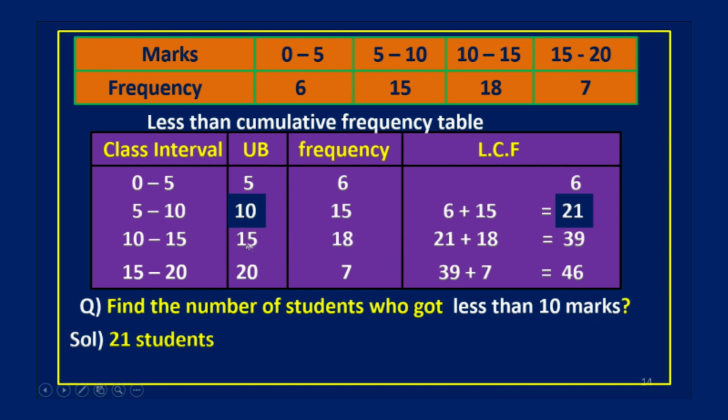See children, when you want to find something which is less than, then you have to use less than cumulative frequency table. Here what is the question? Find the number of students who got less than 10 marks. So what you have to do? This 10 you have to check in upper boundary and you have to take its corresponding LCF. So what is its corresponding LCF? 21. So 21 students got less than 10 marks.